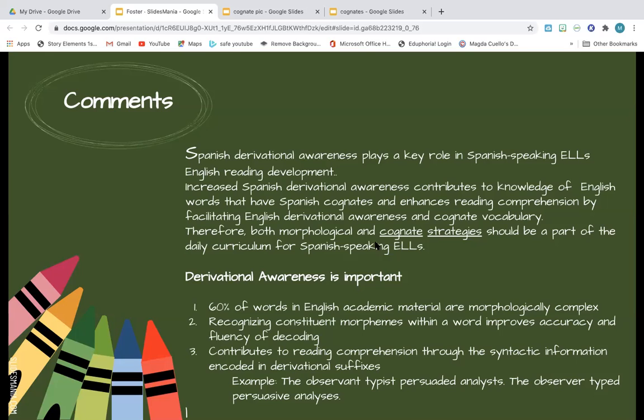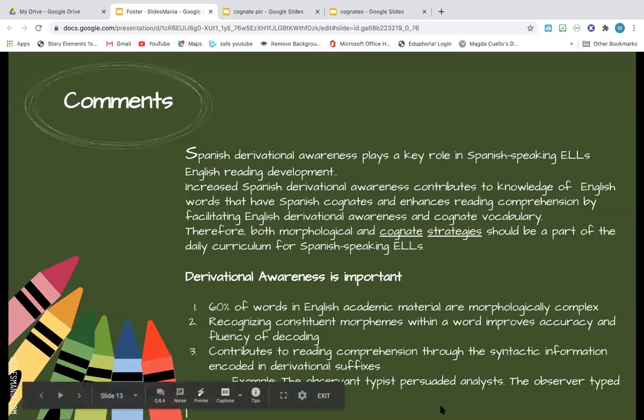of course, sentence structure. On this slide: the observant typist persuaded analysts, and the observer typed persuasive analysis, even though the words are structured the same. They're exactly in the same position, but they have very different meanings. So I think also having those anchor charts, like I said, would help the students identify the difference in the meaning of these two sentences. Thank you.